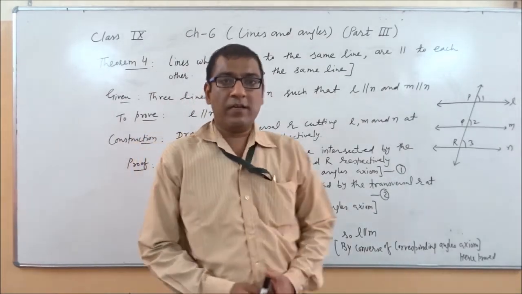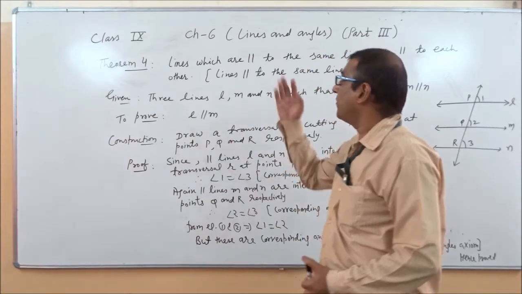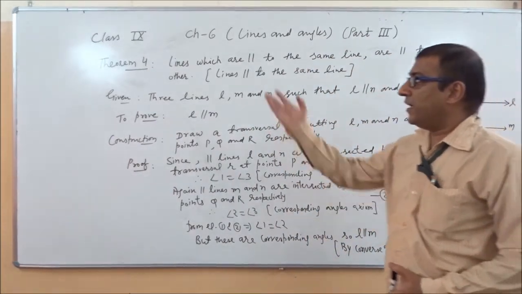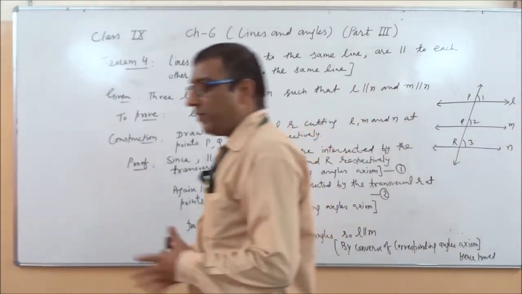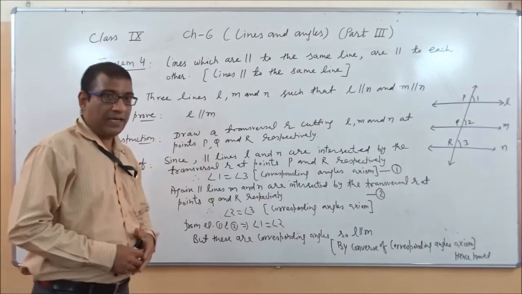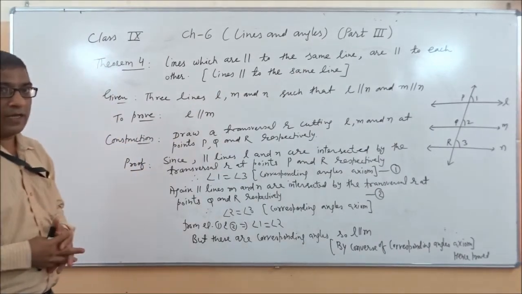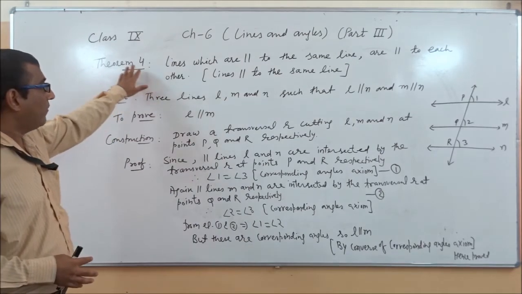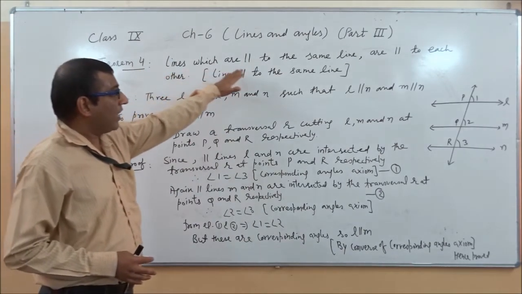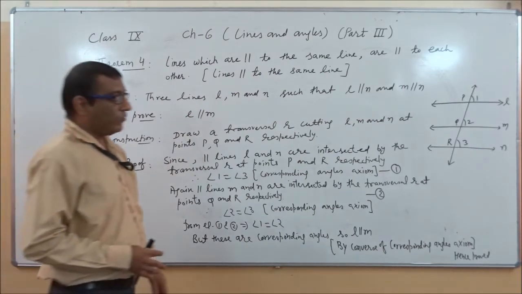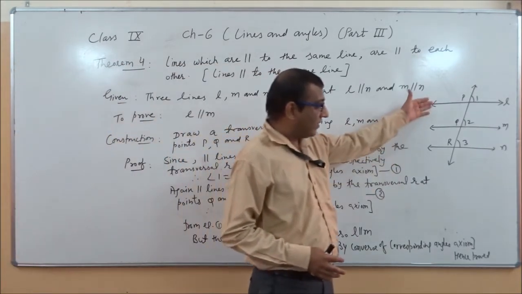So again we are going with chapter number 6, lines and angles, part 3, and it is theorem number 4. Basically the concept is lines parallel to the same line. Then how can we say and how can we give the proof of it? So the concept is, theorem number 4: lines which are parallel to the same line are parallel to each other. As you see in this diagram, these are three parallel lines.